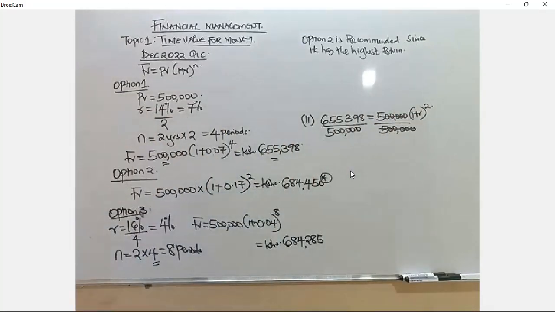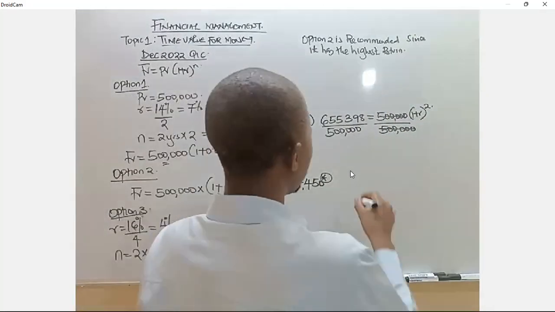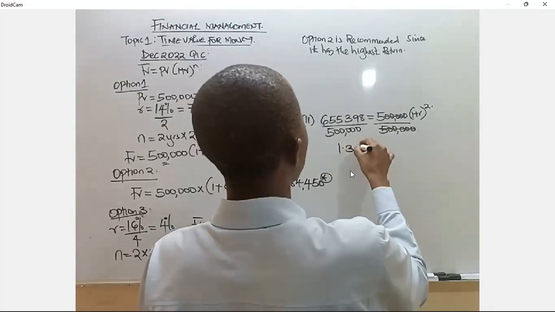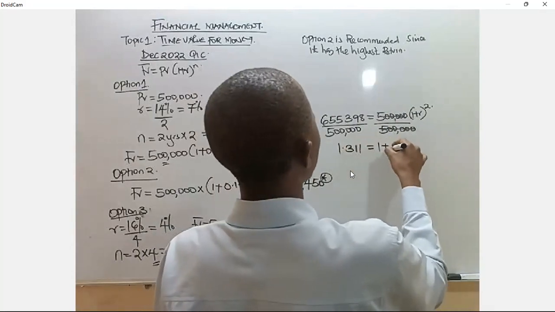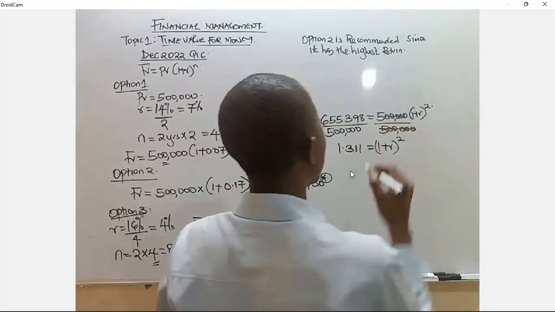So what is our division there? How much would be our division? So in this case, it will be 655,398. You divide by 500,000. I'm supposed to be getting 1.311, which is equal to 1 plus rate, you raise power 2.